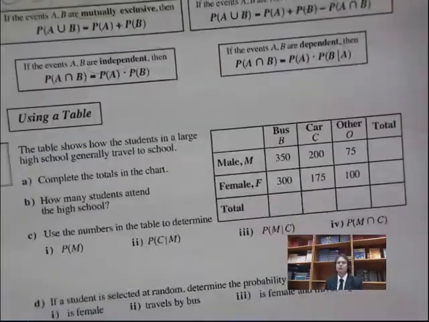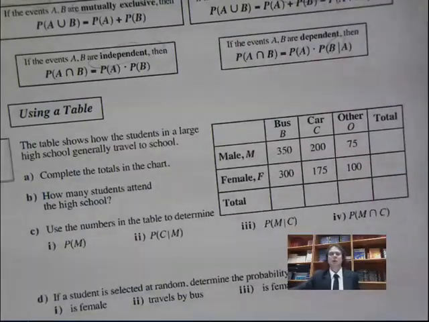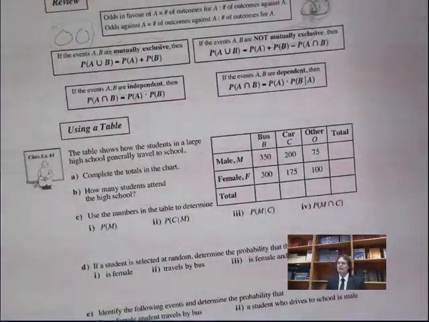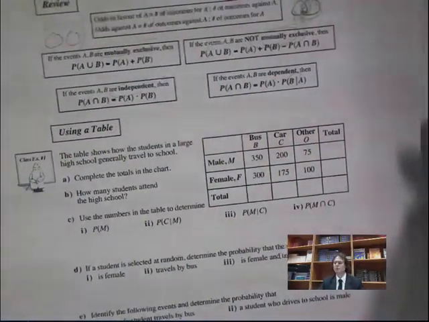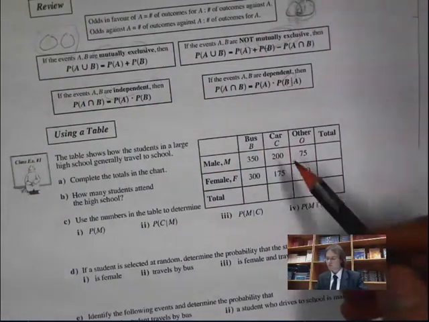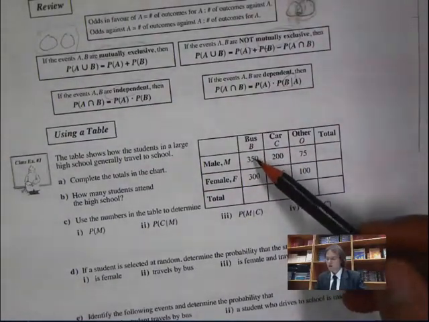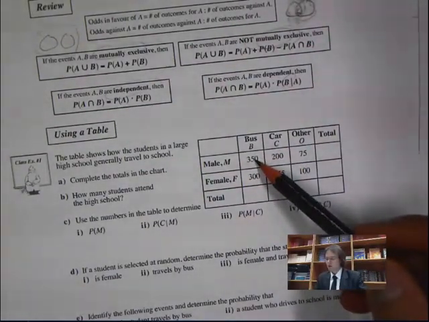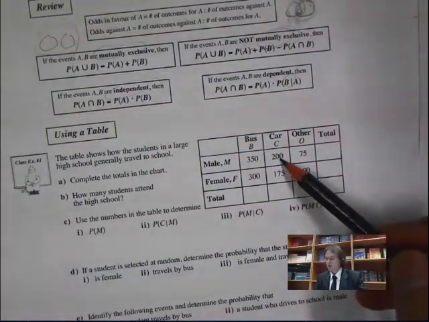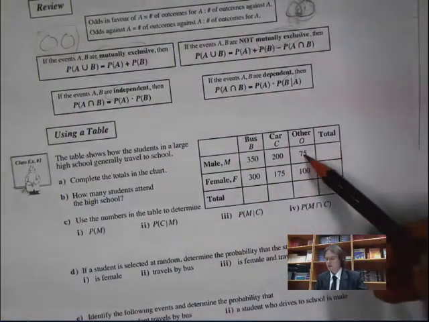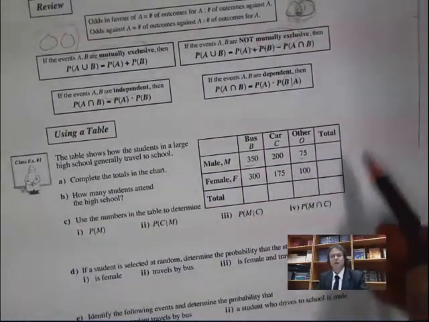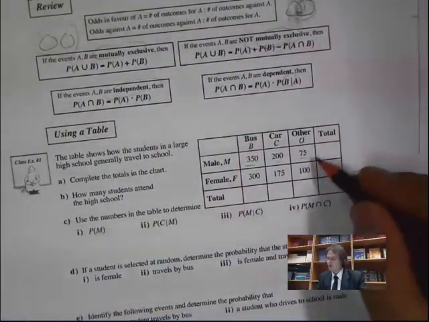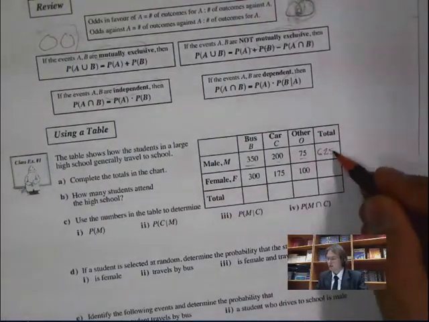Alright, so here we're going to take a look at our very first example, and it just wants us to fill out this chart first of all. That's what 1A is saying. So we have 350 males in bus B, 200 in car C, and 75 in other. So altogether, how many males are there? We add those all up and we get 625.